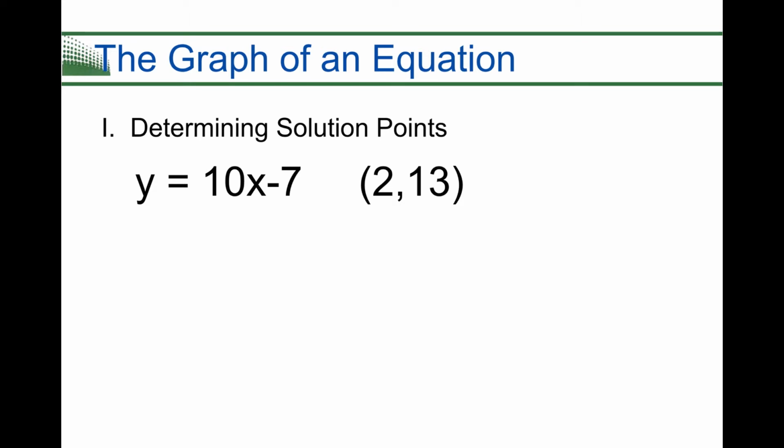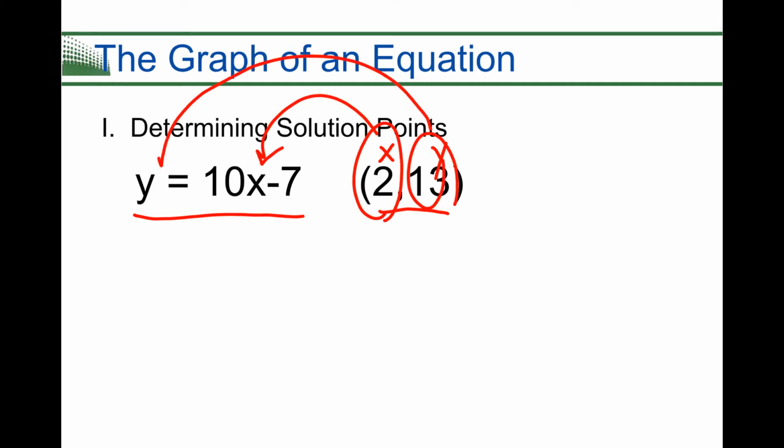So how do you determine if a point such as (2, 13) is a solution for the equation y equals 10x minus 7? What you want to do is plug it in. So this would be my x value and this would be my y value. You're going to take your x value and put it into your equation, and your y value into its spot in the equation. This gives you 13 equal to 10 times 2 minus 7.